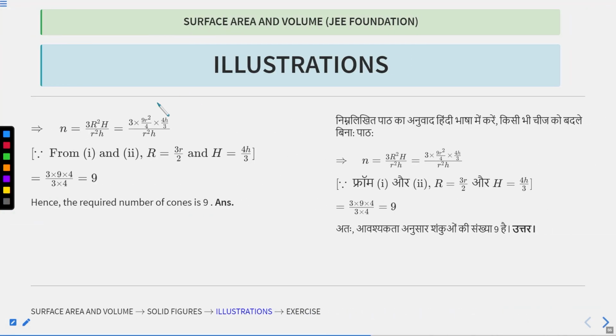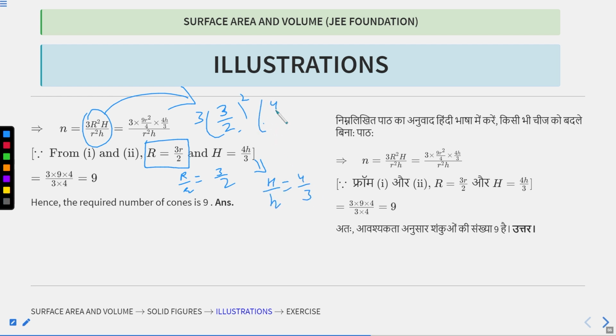Let's move to C. So just applying all the values, I'll get this: the R by r, and H by h I have, and this 3. Okay, just solving it. So R by small r is 3 by 2, just applying 3 by 2 here. And H by h is 4 upon 3.